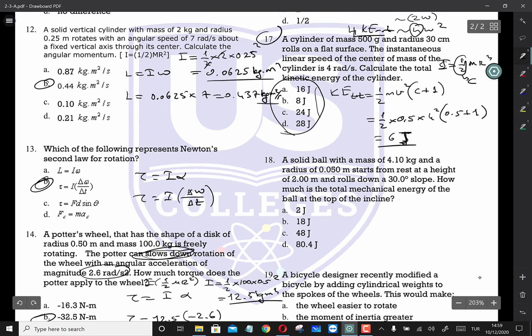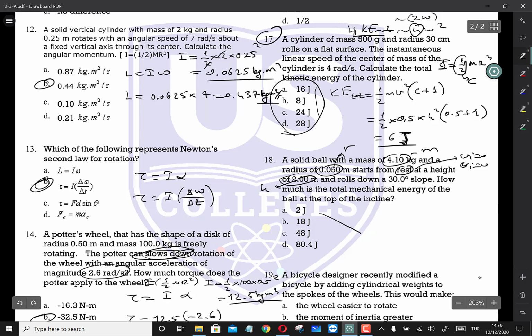And a solid ball with a mass of 4.1 kilogram and a radius of 4.05 meters starts from rest. This is mass, and this is the radius, and start from rest means initial angular speed and initial translational speed are 0. Height is 2 meters, rolls down a 2 degree incline. So how much is the total mechanical energy of the ball at the top of the incline?